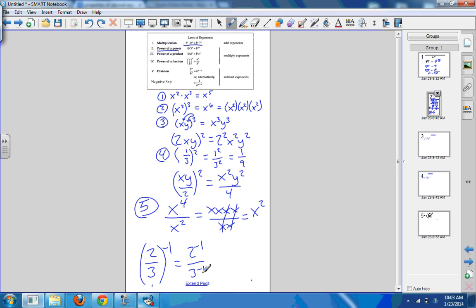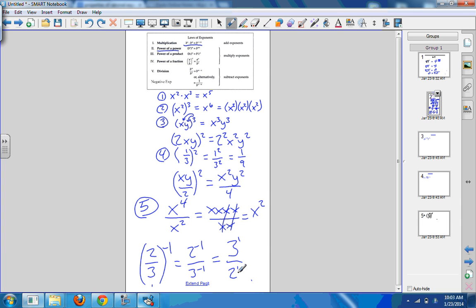And then we can change these to positive exponents if we move them from either the denominator or the numerator, the opposite of whatever they're in. So this 3 we can move up top and change to the positive power of 1, and the 2 we can move to the bottom and change to the positive power of 1 as well.